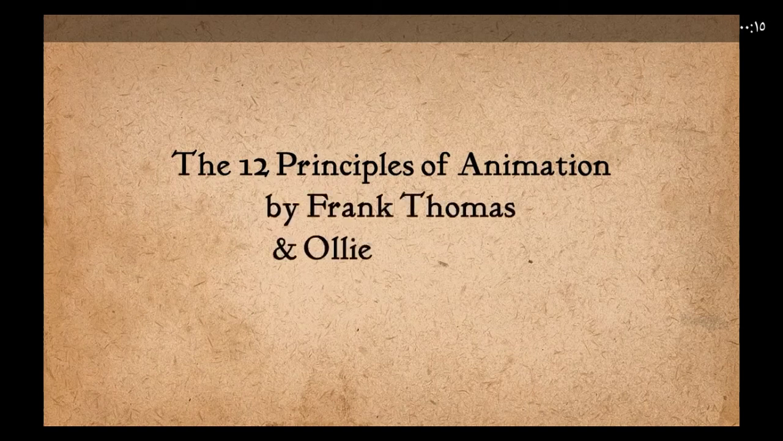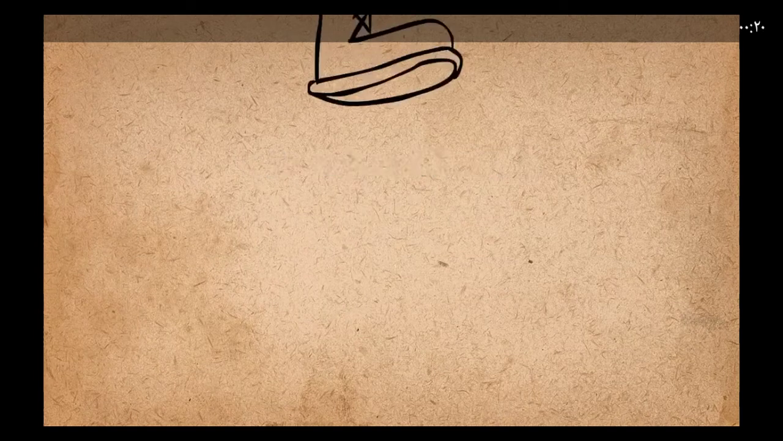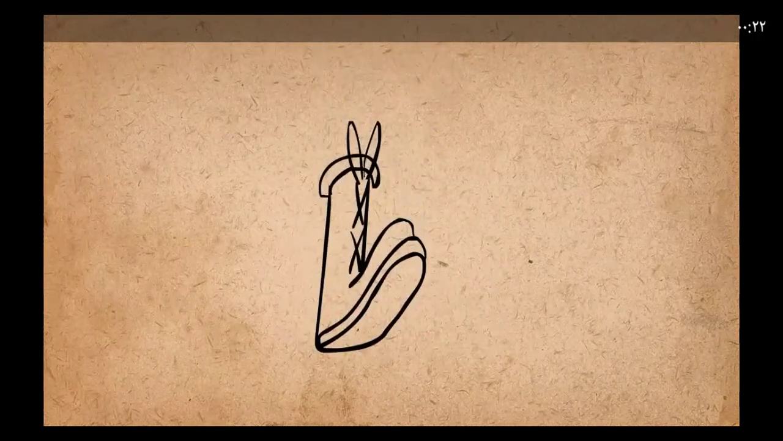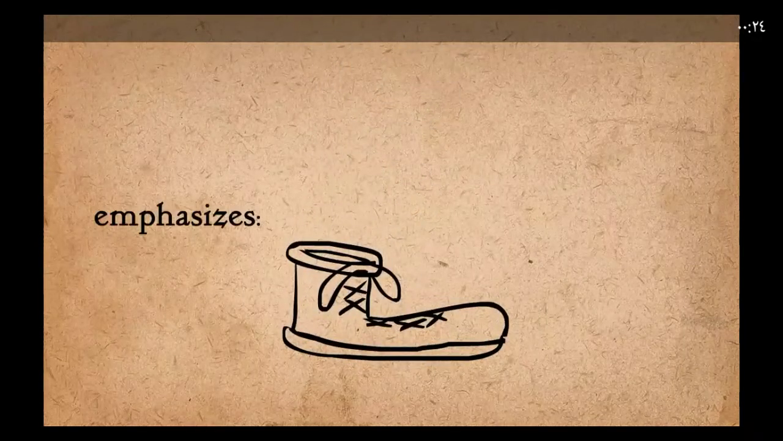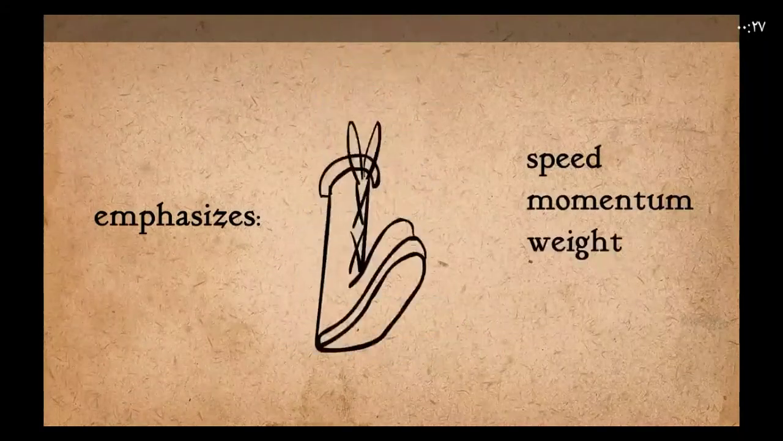Animators Frank Thomas and Ollie Johnston. So the first principle is squash and stretch. This is a principle that animated objects will get longer or flatter to emphasize their speed, momentum, weight, and mass.